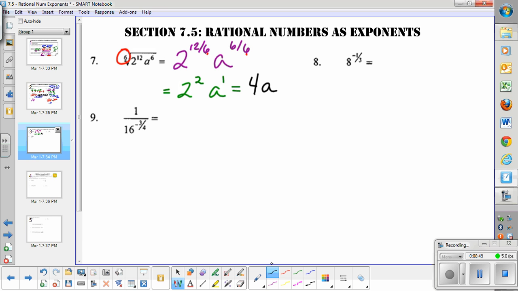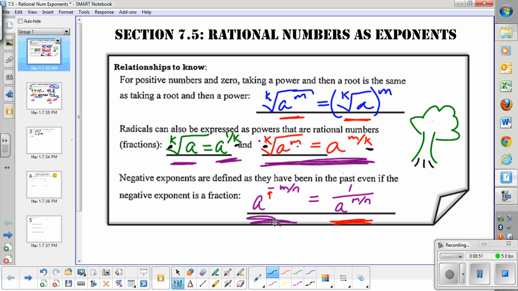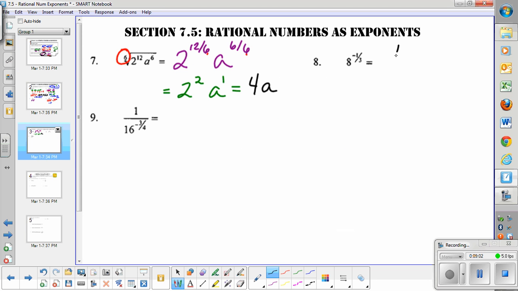Okay. The next one, I'm going to make use of this property, that if I have a negative fractional exponent, I can put that entire expression, the whole thing, in the denominator. It makes the exponent positive. So this is 1 over 8 to the positive 1/3. And I know that to the 1/3 can also be written with a radical, a cube root. And I think you should know the cube root of 8 by now. It is 2. So this entire expression equals 1/2.